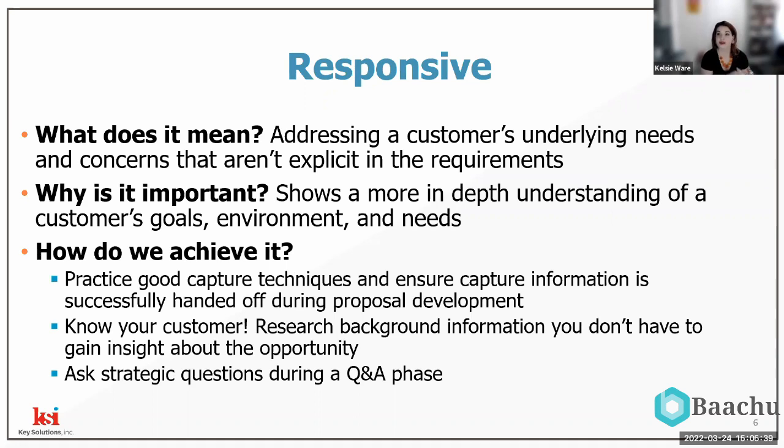So responsive is where we take it a step further. So now we have checked the box on compliance. We're meeting all of the requirements that the government has stated that they want us to meet in our solicitation. But responsiveness means that we are now also meeting those implicit requirements that might not be directly called out in the solicitation. So this is addressing the customer's underlying needs and concerns.